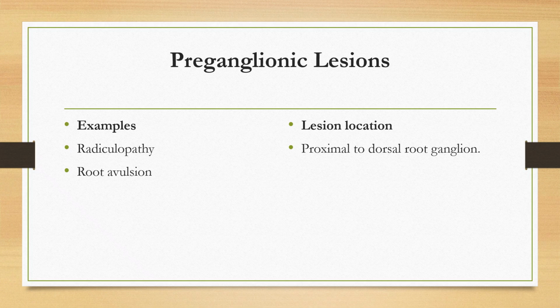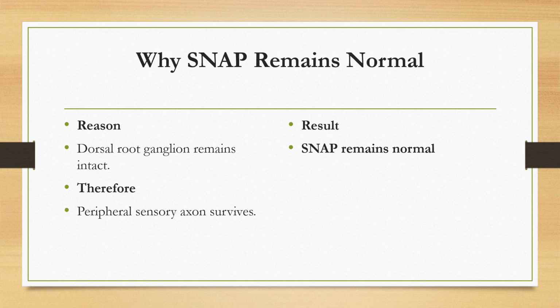Preganglionic lesion, for example, radiculopathy, root avulsion. The lesion location is proximal to the dorsal root ganglion. Why SNAPs remain normal: the dorsal root ganglion remains intact here. Therefore, the peripheral sensory axon survives, resulting in SNAP remaining normal.